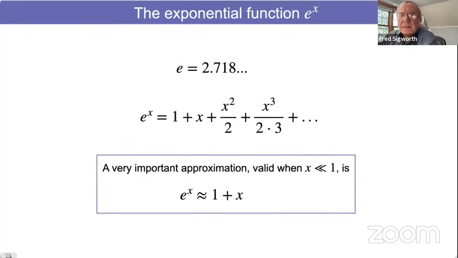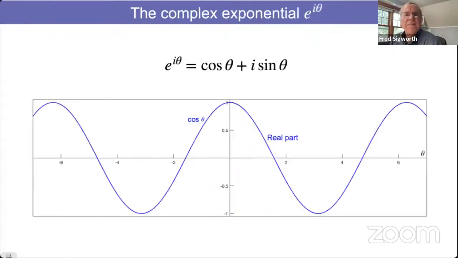And the thing that I really want to emphasize, because we're going to use it a lot, is this thing called the complex exponential. So you remember what e to the x is. e is this transcendental number, and one way of representing e to the x is this Taylor series. And a really useful approximation when x is really small is to say, well, e to the x is approximately equal to 1 plus x. And we're going to use this approximation a lot.